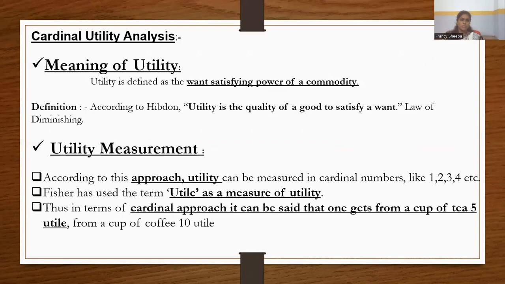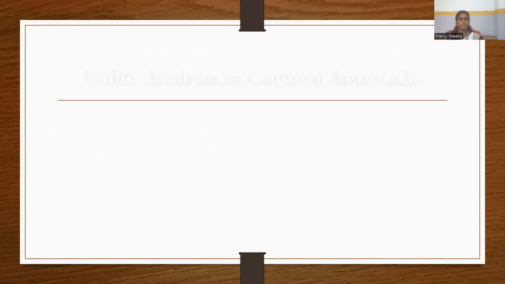Utility measurement. According to this approach, utility can be measured in cardinal numbers, like 1, 2, 3, 4, etc. Fisher has used the term util as a measure of utility. Thus, in terms of cardinal approach, it can be said that one gets from a cup of tea 5 utils, from a cup of coffee 10 utils.